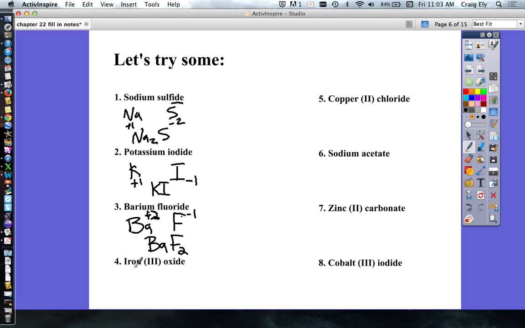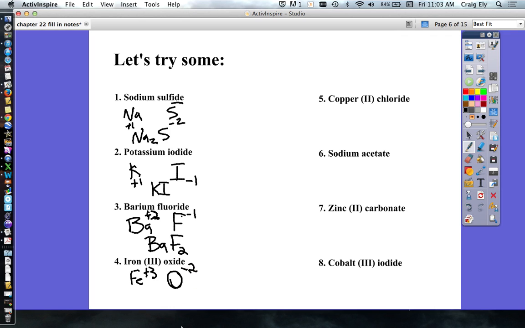All right, now let's look at this one. Here we have iron oxide. Iron is a transition metal. So remember, our transition metals can have more than one charge or more than one oxidation number. This is why we have this Roman numeral, and the Roman numeral tells us what the oxidation number is. Since it's a 3, that means iron has a +3 charge. Oxygen is in the oxygen group. It has 6 valence electrons, therefore it has a -2 charge.